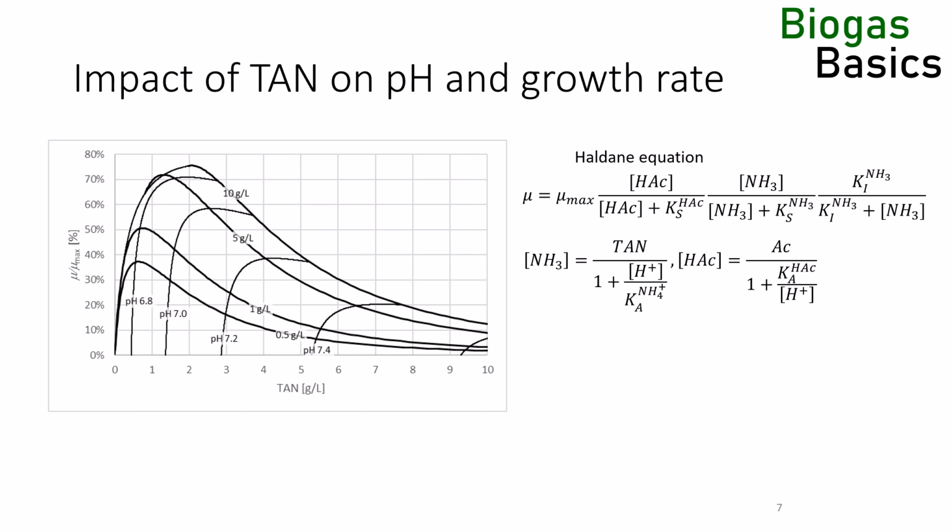Okay, now we have a complicated diagram. How to read it? Let's look at an example. A biogas reactor has a pH of 7 and a residence time that requires a relative growth rate of 30%.